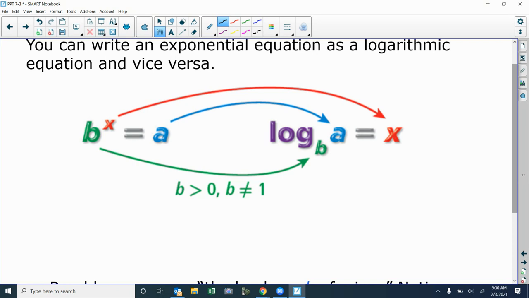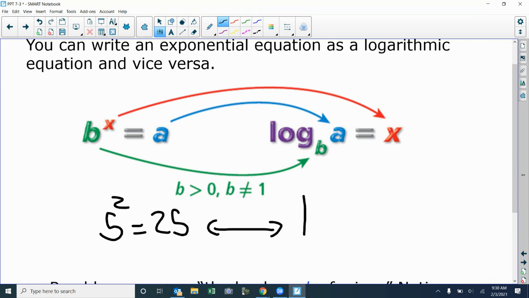Now, a lot of times these will be just some true statements. You might have base 5 to the second equals 25. Is that true? 5 to the second, is that 25? Well, sure. Now we're going to write it in log form. It would be log base 5 of 25 equals 2. Notice that the 5 goes just a little bit below. That's all we're doing.